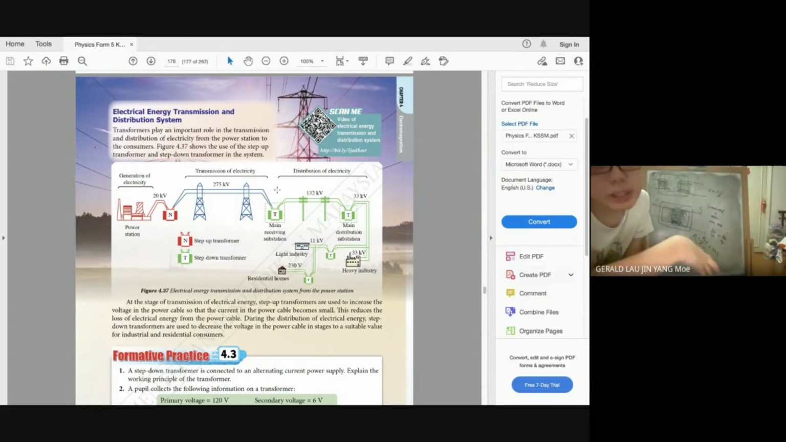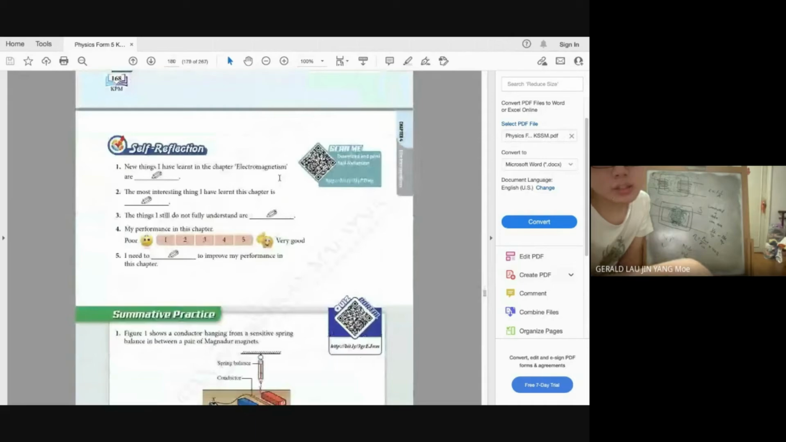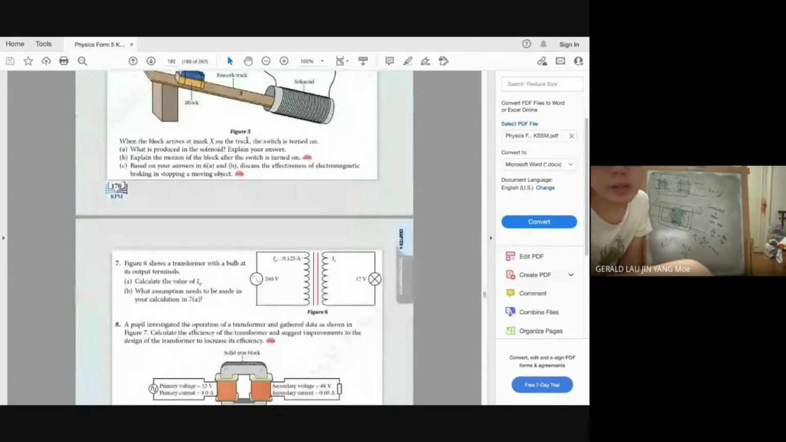During distribution of electrical energy, step-down transformers are used to decrease voltage to a suitable value for industrial and residential consumers. Can you understand? So that's all for electromagnetism. Actually, very easy only, right?